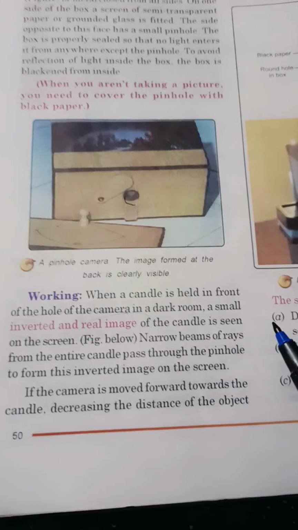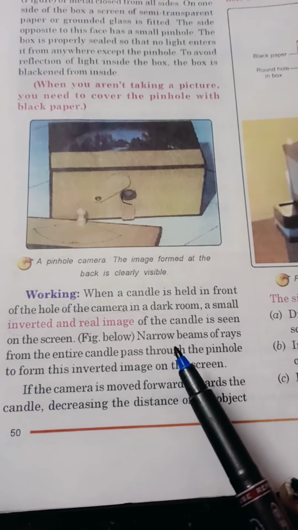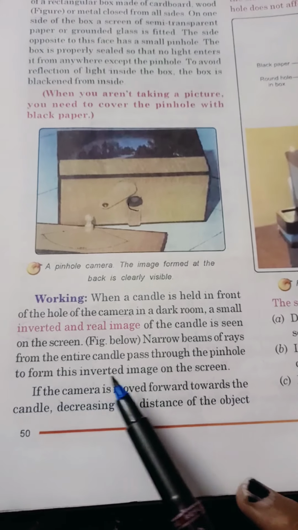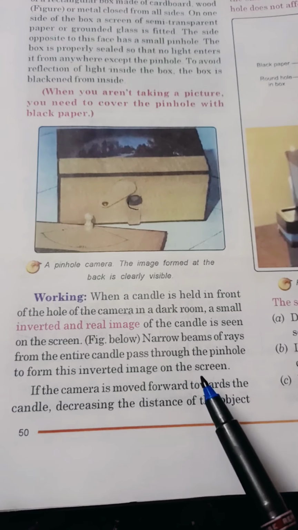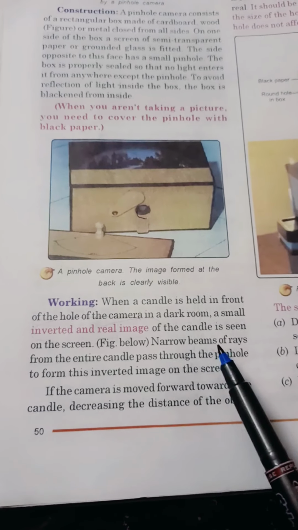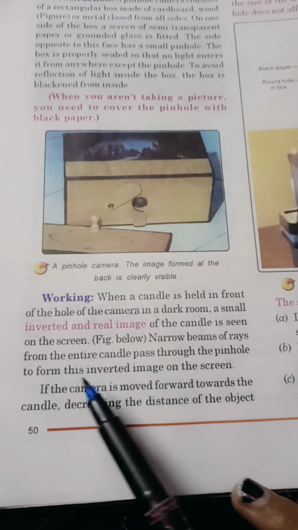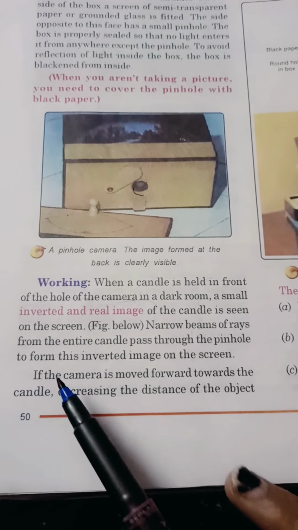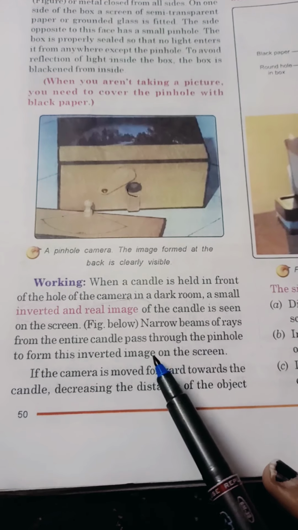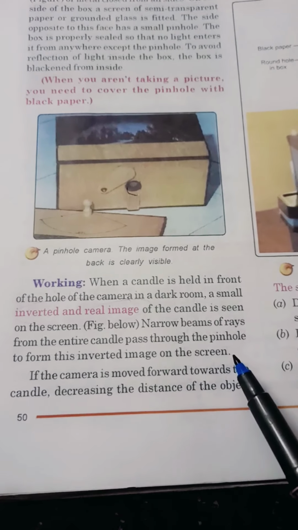Narrow beams of rays from the entire candle pass through the pinhole to form this inverted image on the screen. So what will happen is that the beam of rays from the entire candle will pass through the pinhole, and then an inverted image will be formed on the screen.